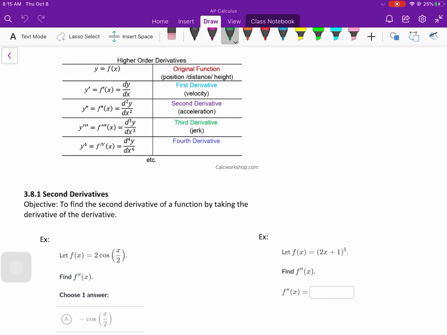So far, we learned about the derivative function, and it's the slope of the original function. So if you have a function f of x, the slope of it is the derivative. But then the question is, what about that derivative function? Since it's its own function, can't it also have a slope function?